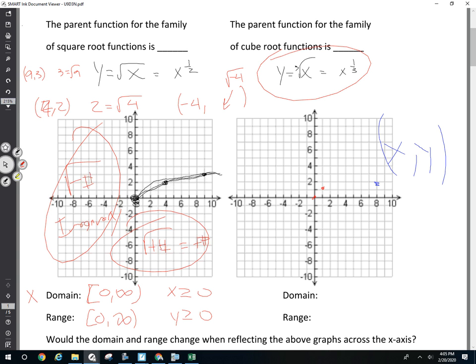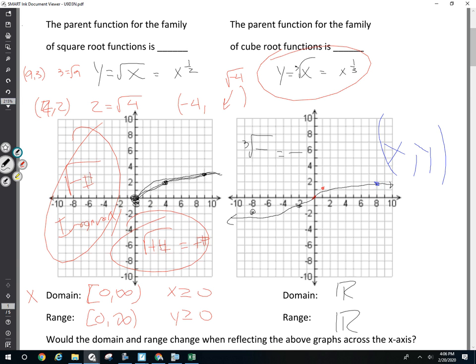It's very similar to the shape of these square roots, but a little bit different in that it goes to negatives and positives. Why? Because you can take the cubed root of a negative. It's a negative. It's not imaginary. And that's why you see values over here and down here. The domain now is all reals. The range now is all reals.